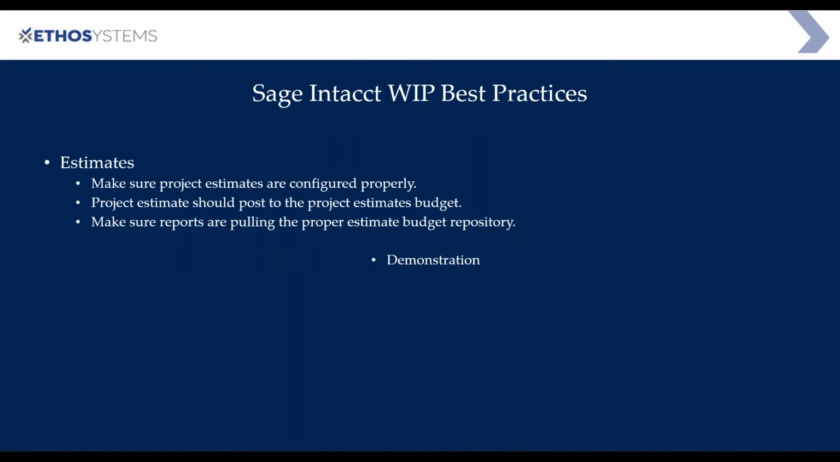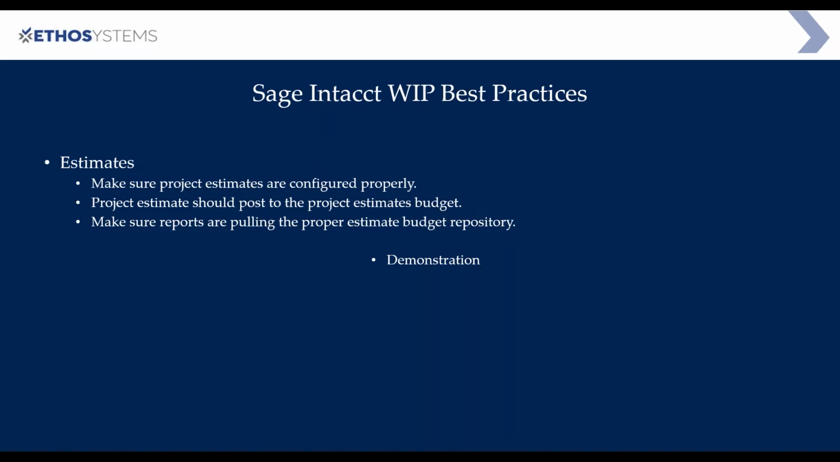All right, so the first thing is estimates. In order to have a good WIP schedule, we need to make sure that we have two components inside Sage Intacct, and that would be estimates as well as contracts. The estimates is going to be the cost side of your project. So it will be the total estimated costs that it's going to take you to complete your project.